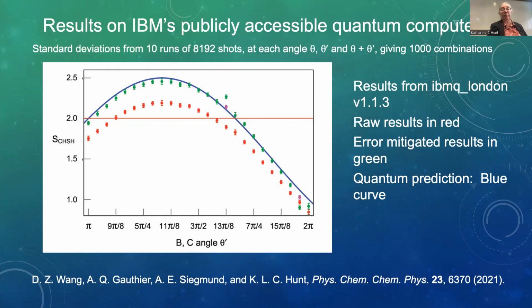So raw results in red and the error mitigated results in green, sorry, then the quantum prediction, quantum curve, the solid curve in blue.